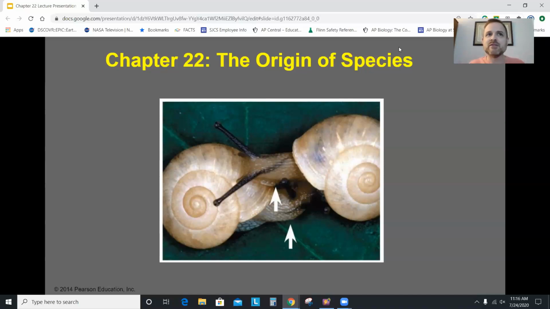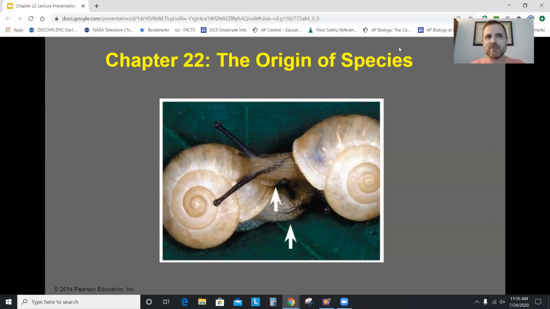But one thing that has to happen, and what this chapter is getting at, is that for one species to evolve into separate species, they have to be genetically isolated. And let me give you an example of what I mean by that.